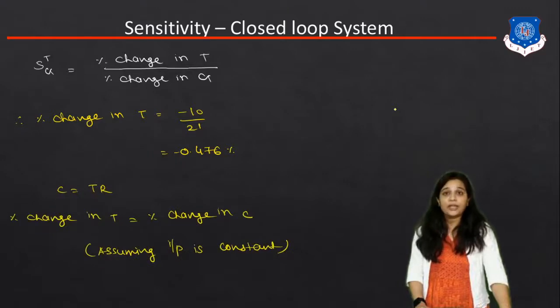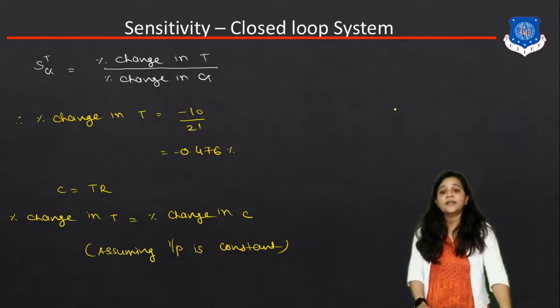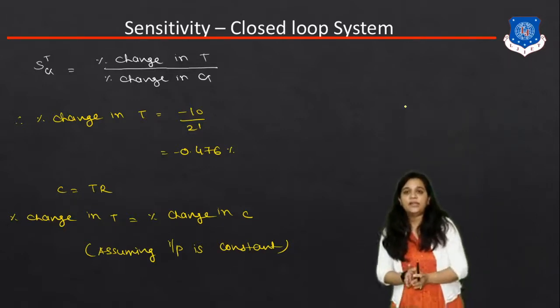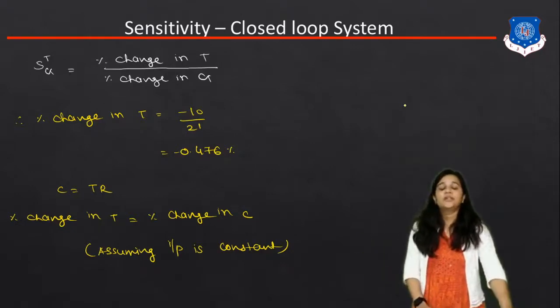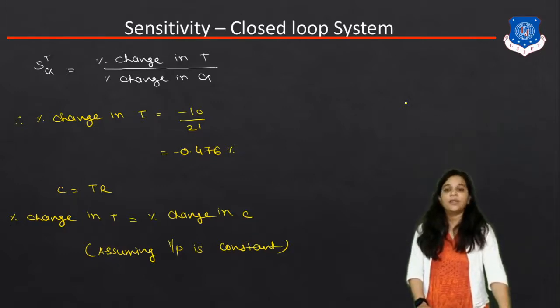So C is equal to T R. This is the closed loop transfer function. So the percentage change in T is equal to the percentage change in C. What is C? This is my output. So whatever changes occur in T, we get the output changes. Here we take the input as a constant value. So using this method, we can find the sensitivity of the system, and generally sensitivity depends on the system parameter variation.